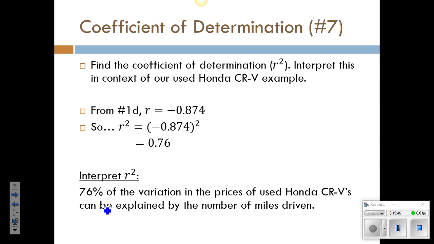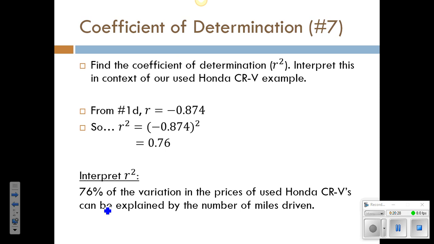So notice when you explain it in words, it says 76% of the variation in the prices of cars, or in the cost of Honda CRVs, can be explained by the thousands of miles driven, or the number of miles driven. So that means we can account for 76% of that variation, which means we cannot account for 24%. That's some other reason that we have that variation. But we know about 76% of the variation in the prices or the cost is going to be accounted for by the number of miles driven.